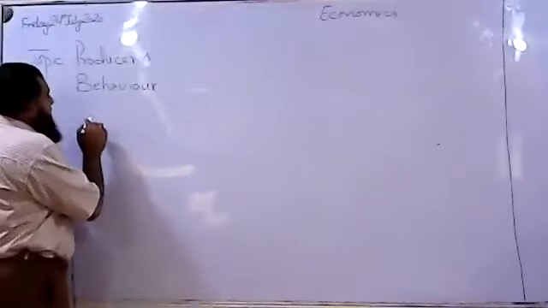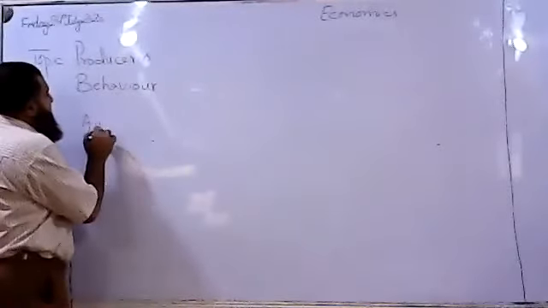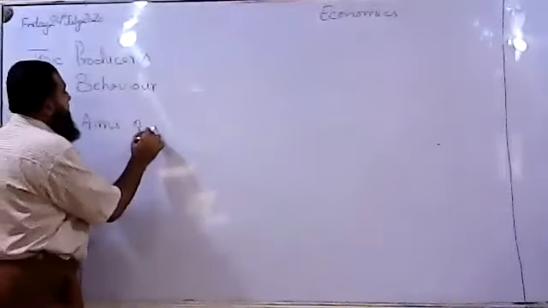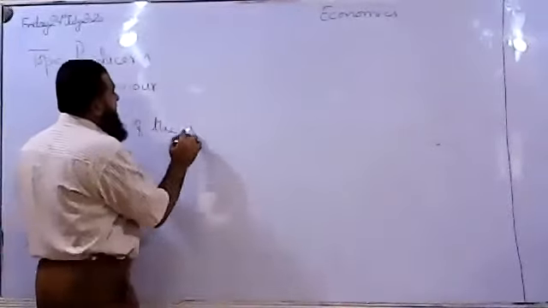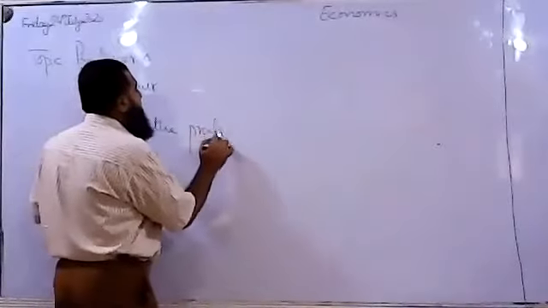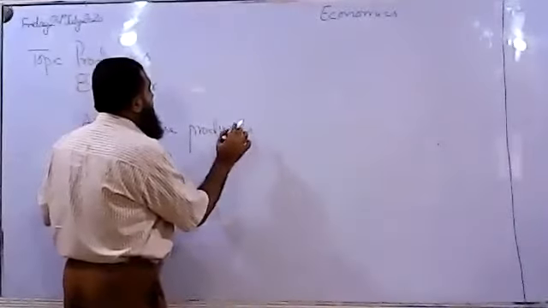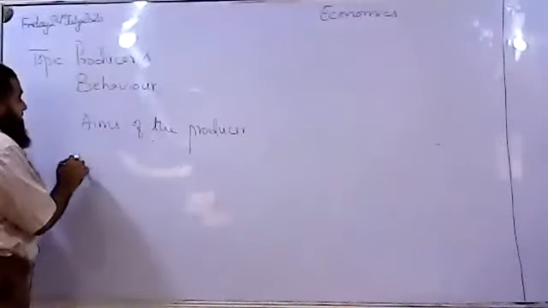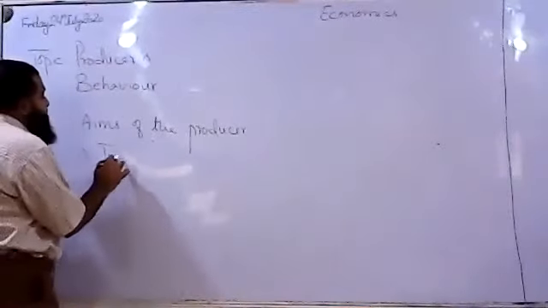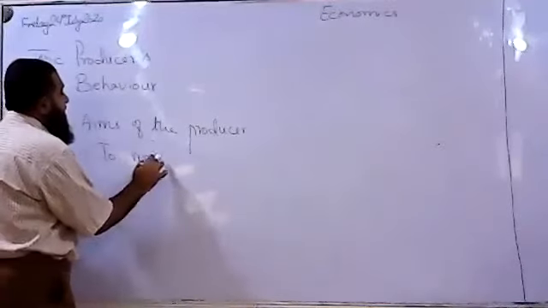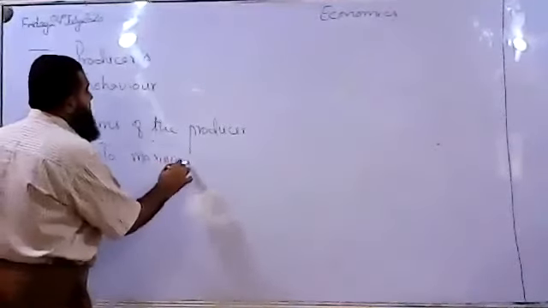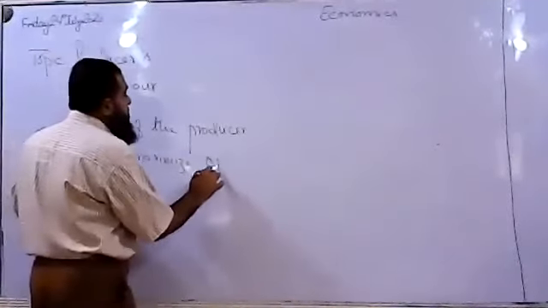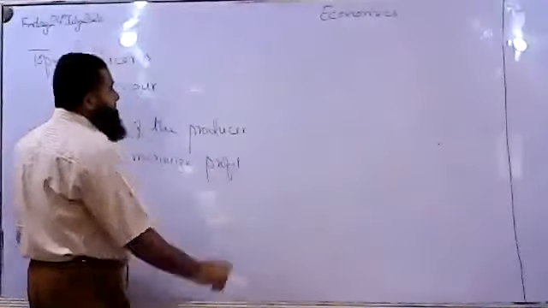Now, what do you think? What are the aims of the producer? The economic aims. I'm talking about the economic aims. There can be other aims. Okay. Now the first aim is to maximize profit. He wants to produce the goods and services in order to maximize the profit.